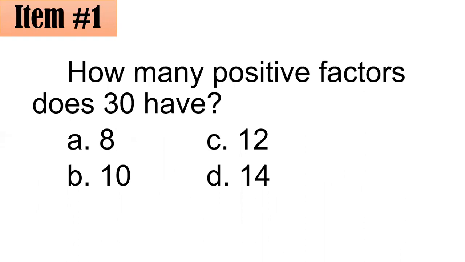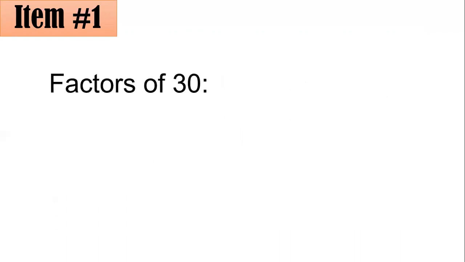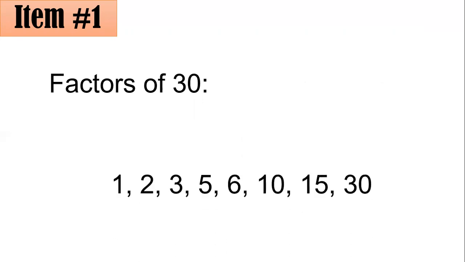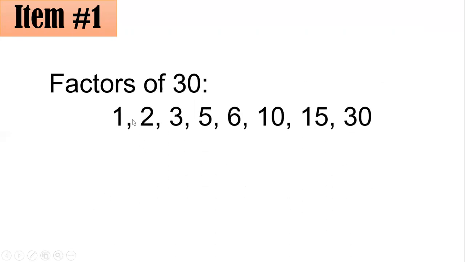So when we speak about factors for this case, these are the whole numbers that you could multiply to have 30. And since 30 is just small, we could actually list some of its factors as the following. 30 could be expressed as 1 times 30. It could also be 2 times 15, 3 times 10, and 5 times 6.